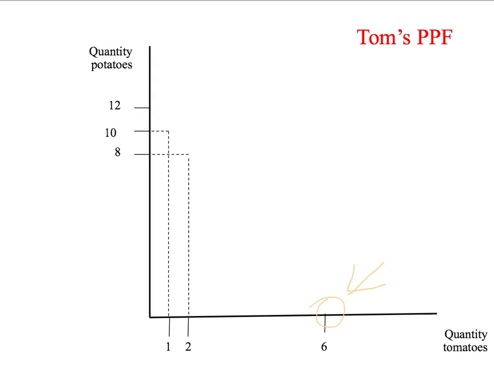And if we did that, we'd end up with a whole range of points. And if we joined up those points, then they would form a straight line, like the red line here, which is just Tom's production possibilities frontier. It shows all the combinations of potatoes and tomatoes that Tom could produce in his 48 hours. Of course, it shows alternative options for Tom.